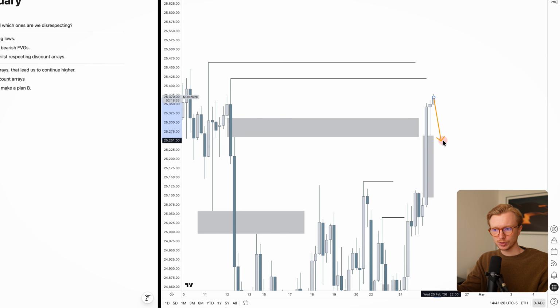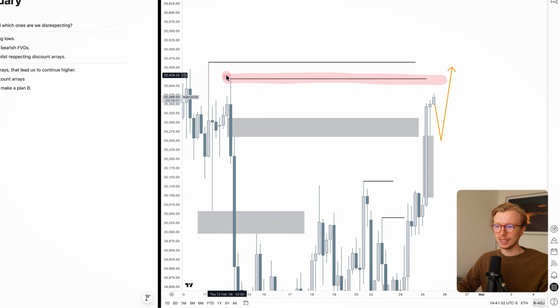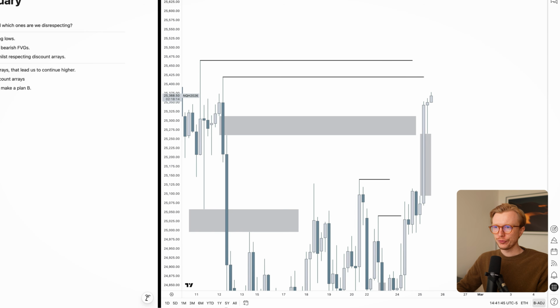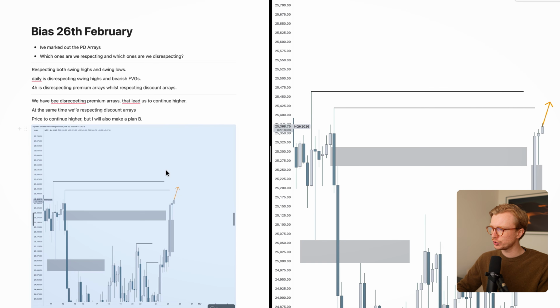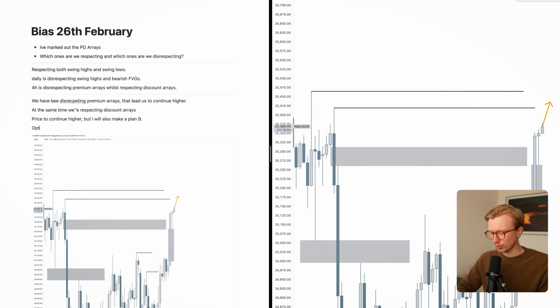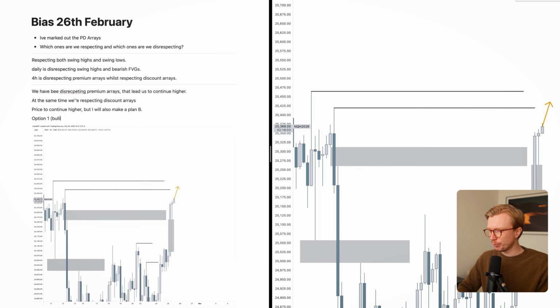If that happens, perfect, and we respect it, we can still move to the next premium raise that we have right there. That's my second possibility. So the first possibility is disrespecting premium rate to already continue higher right here. Now let me just take an image of that right there to mark it out.